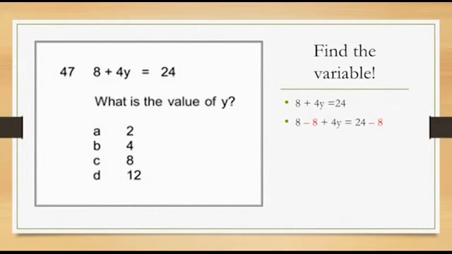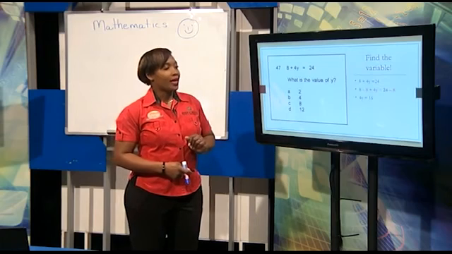If we subtract it on the left-hand side, we must subtract it on the right-hand side, giving us 4y equals 16. That means when I take away 8 from 24, I get 16. When I take away 8 from 8, I get 0. Good. So 4y is equal to 16.